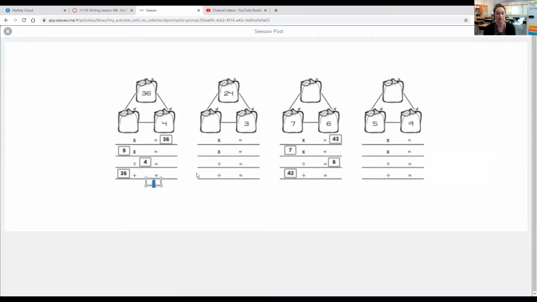And then you're going to fill in the rest of this one. You've got to find the missing number. I would suggest to go through and find the missing number for all 4 of these first and then work on filling in the bottom. But you can do it however, whatever is easier for you.